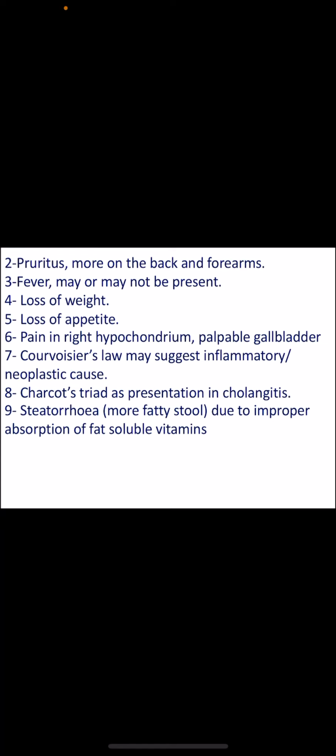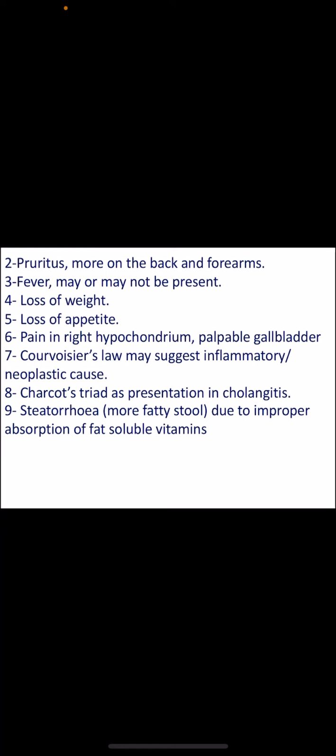The other presentation of obstructive jaundice is pruritus. It is usually in the back and forearm. The cause of the pruritus is deposition of bile salt and histamine release. Bile salt deposit in the skin leads to reaction, and histamine release leads to itching. Fever may or may not be present.